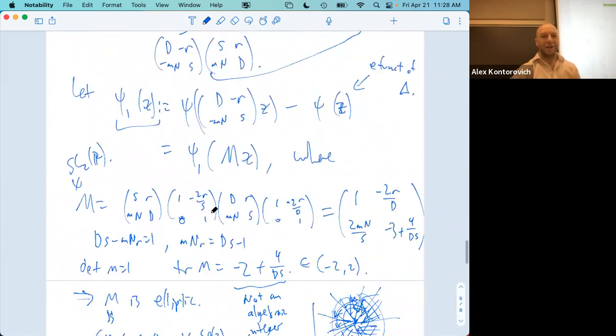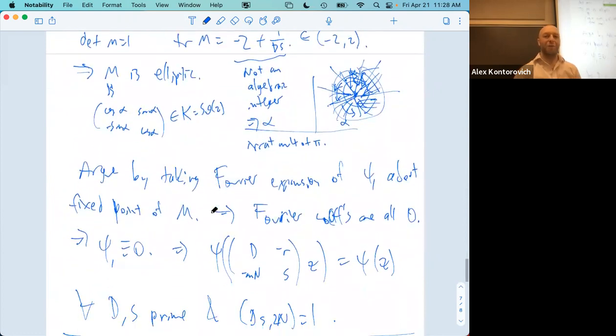So all but the constant Fourier coefficients are zero by this argument. And thanks to Forrest, psi1 goes to zero, or let's just say is cuspidal, which implies the only constant it can be is zero. Great.